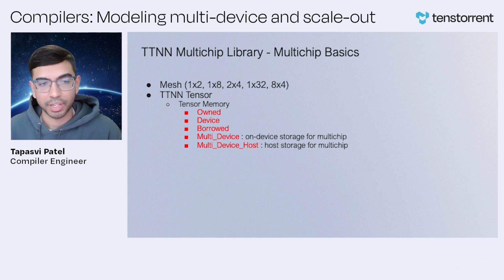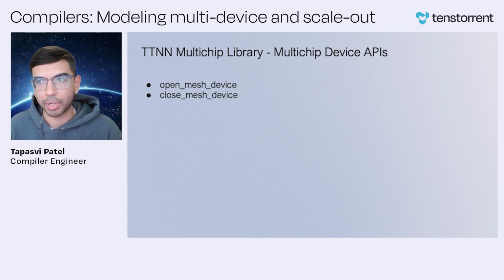There's 2 configurations or types that we care about for multi-device, which is multi-device, which consists of the storage that is actually present on the device at any given time for a tensor, and multi-device host, which is the same kind of shards of storage, but just on the host memory itself. So if you have a tensor that's split across devices, every single device is going to have some partial memory or storage for the tensor. And the TTNN tensor is going to provide a layer of abstraction that combines all of those shards and represents it to the user as a single tensor, but that has multiple shards across multiple devices.